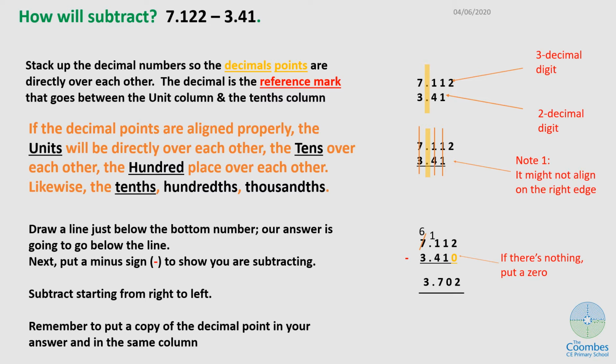So I need to cross over here and borrow a 1. Now this is a 7. If I borrow a 1 from there, 6 remain, and I bring the 1 there, making it 11. So 11 take away 4 is a 7. Now I'm crossing the decimal, so I must put this decimal here. So it's still in the same column. And now I have 6 take away 3 will give me 3. So my answer is actually 3.702.